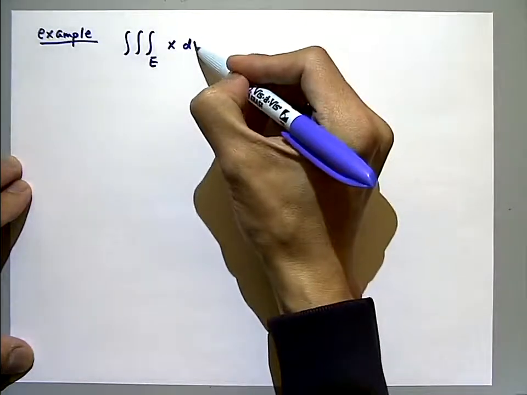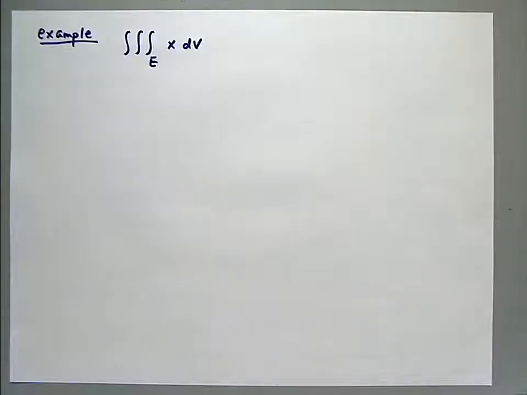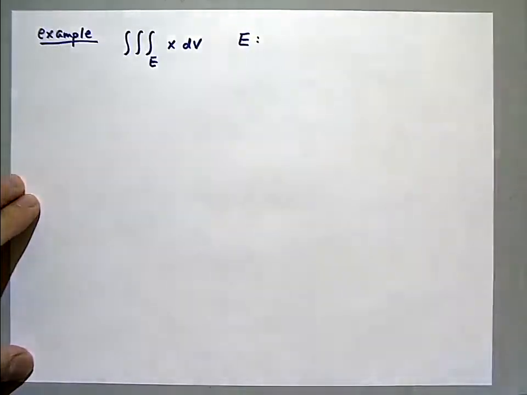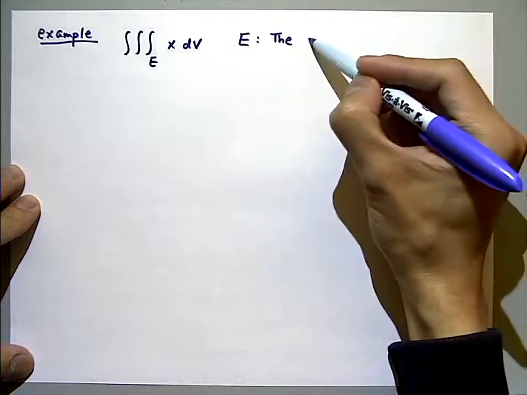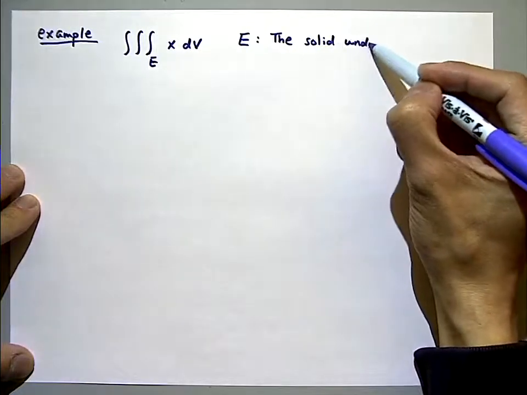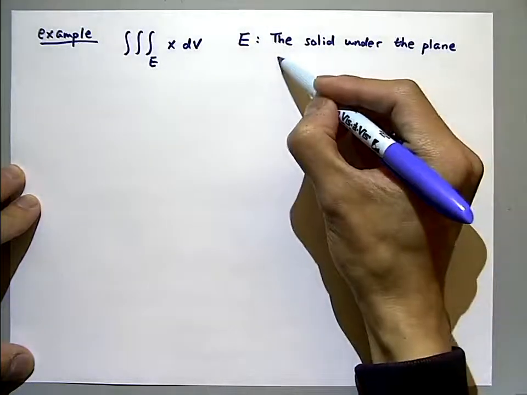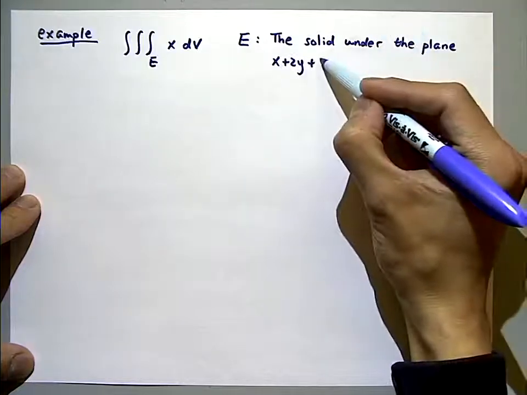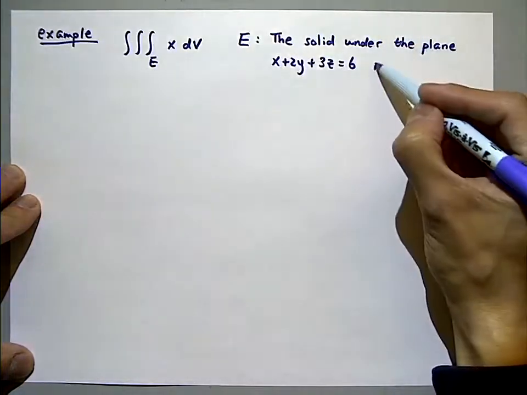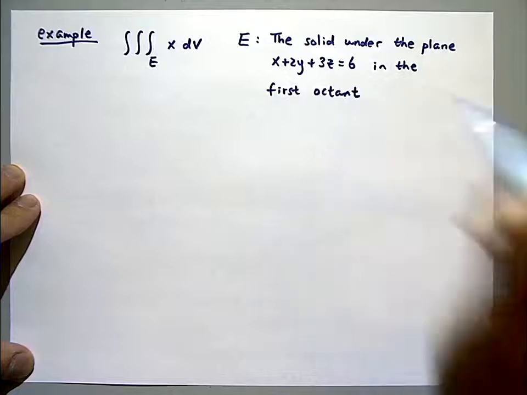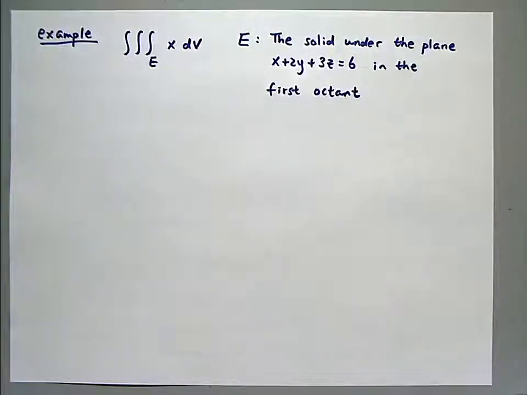Okay, let's find out this thing right here. Triple integral over some volume, we'll call that E, of x dV. Where E is the solid under the plane x plus 2y plus 3z is equal to 6 in the first octant.